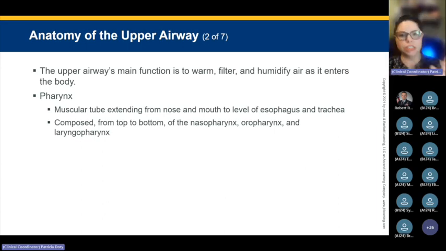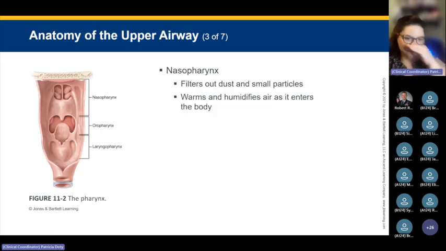So it's a whole bunch of different words, but naso, meaning nasal, nose; oro, meaning oral or mouth, oropharynx; and then your laryngopharynx. If you break these words down, guys, these are super, super simple to understand.